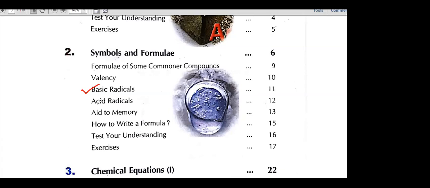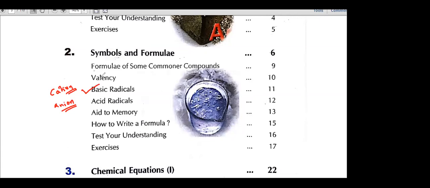I guess all of you should go through the textbook. Very good, Bindu. Basic radical is a name given to cation. As simple as that. Basic radical is just cation, and acidic radical is anion. Radical means ion. Radical is just another name for ion. Basic radical means cation, and acidic radical means anion.